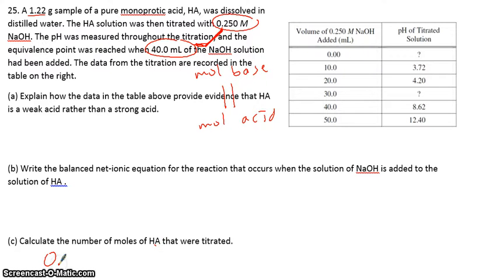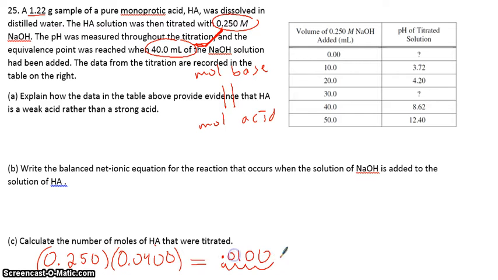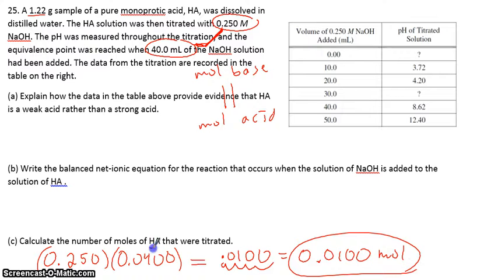So all you have to do is get the moles of the base, 0.250 times 0.040. We can probably do this with no calculator needed. 4 times 25 gives me 100. Moving the decimal 4 places to the left, I put a 0 in here. My answer is 0.0100 moles of acid, which turns out to be the same as the moles of base because we're at the equivalence point. So good?